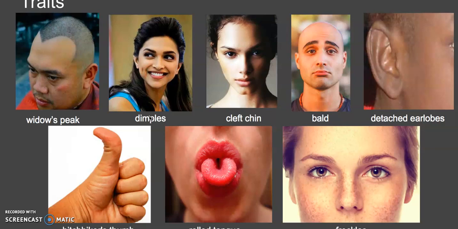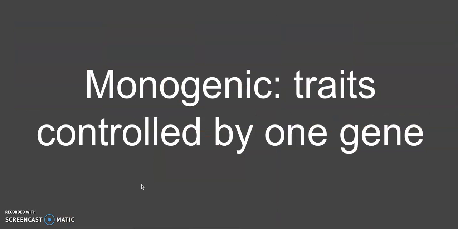So here are a bunch of the traits we talked about last week. We have things like widow's peak, where your hairline comes down, dimples, where your face kind of goes in like this, cleft chins, predisposition to baldness, freckles, rolled tongues, hitchhiker's thumbs, all kinds of traits like this. And these traits are pretty simple. They're largely called monogenic. Some of them are a little debated, but for the sake of argument, they're all monogenic. And that means that the traits are controlled by one gene.